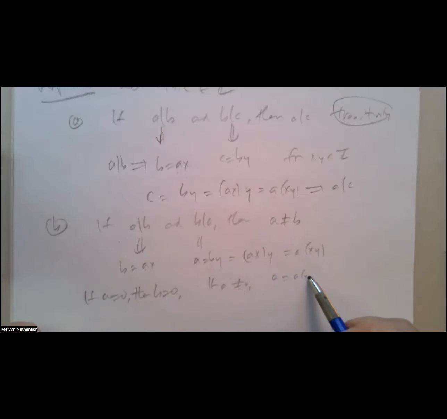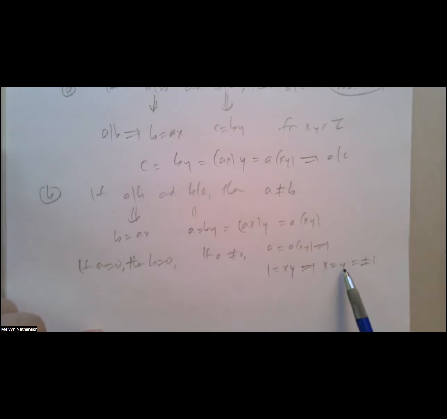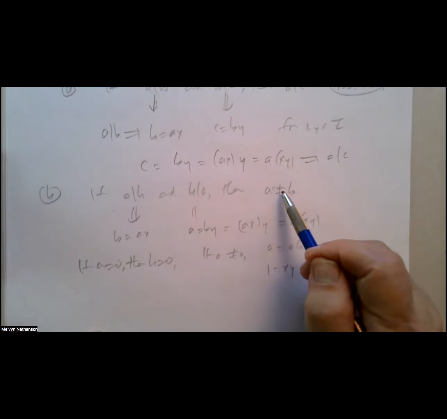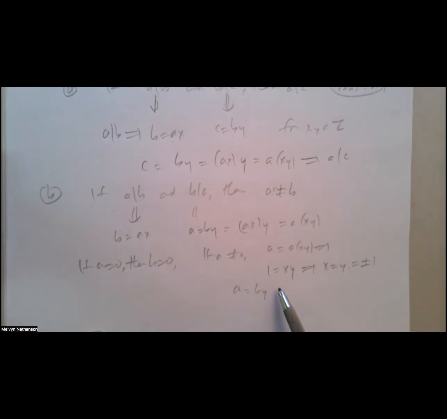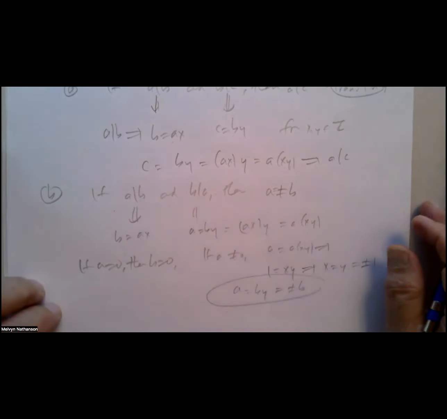From A equals A times XY, you get 1 equals XY. 1 is the product of two integers only when X and Y are equal to either plus 1 or minus 1. The only time a product of two integers is 1 is if you have either 1 times 1 or minus 1 times minus 1. So A, which is BY, is plus or minus B. So that's the proof of this second statement. If A divides B and B divides A, then A is plus or minus B.